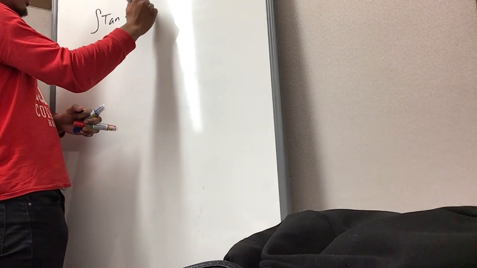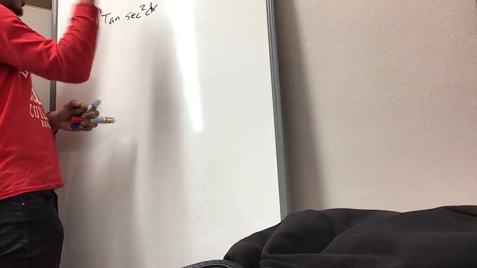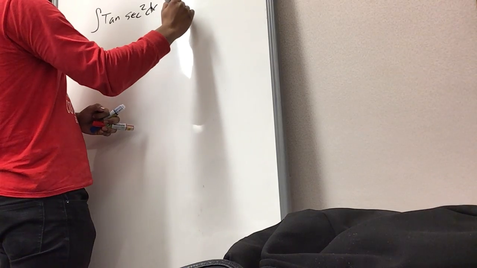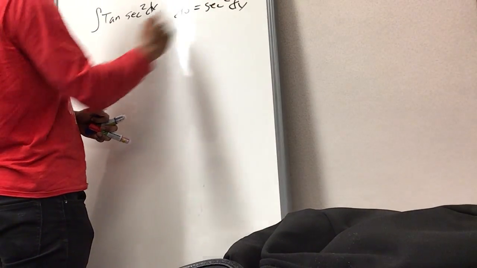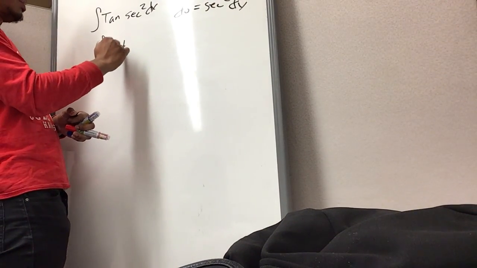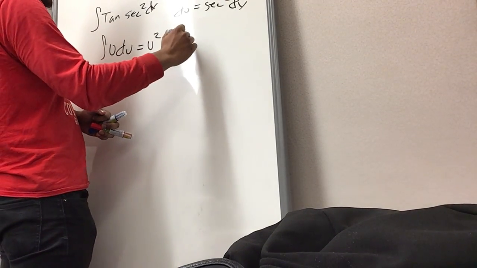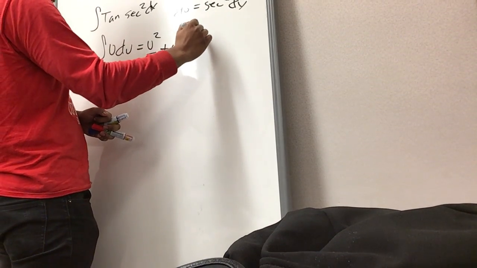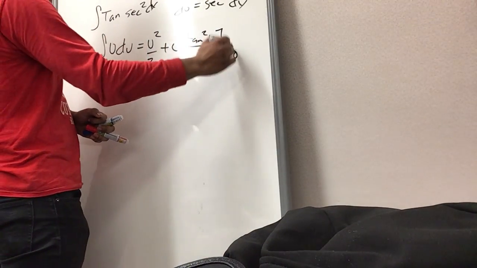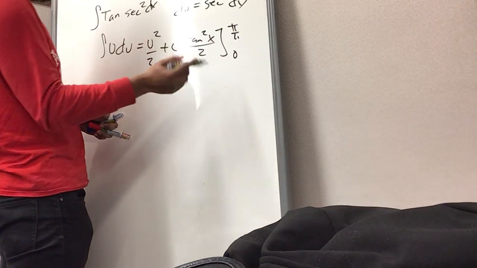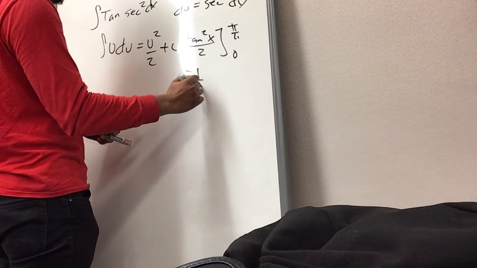Tan secant squared dx. u equals tan, du equals secant squared dx. Integral of u du equals u squared over 2 plus c, which equals tangent squared x over 2 evaluated from 0 to pi over 4. Tangent of pi over 4 is just 1, 1 squared over 2 is a half, minus 0 equals a half.